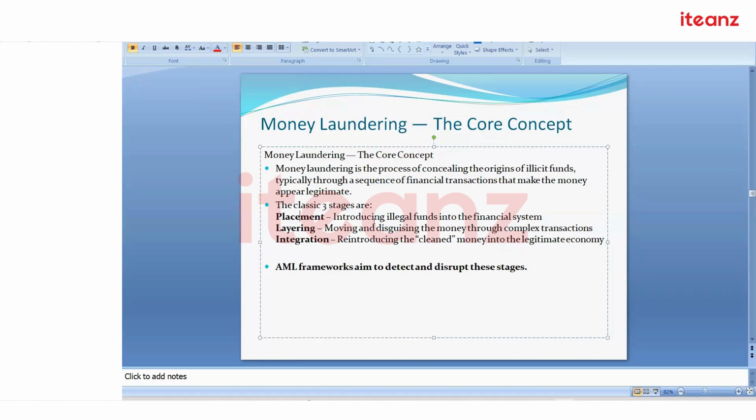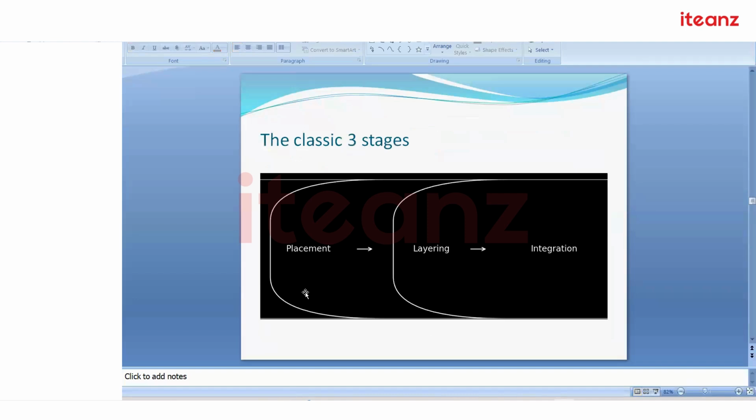Okay, sir. So when you say money laundering, that's the classic 3 stages. They say placement, layering, integration. PLI.